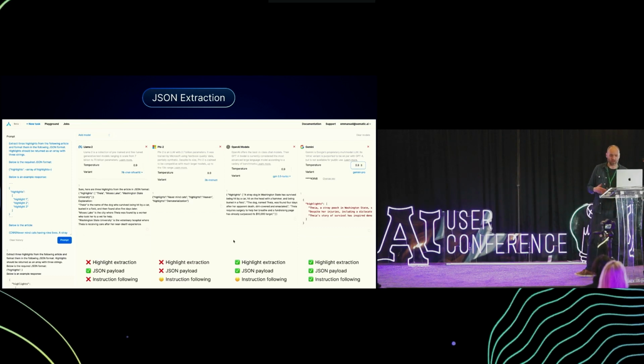And then OpenAI, okay, gets the highlight extraction right. The JSON payload is right. However, I asked the model for a specific output with backquotes to make it stylable, and only Gemini gets it right.